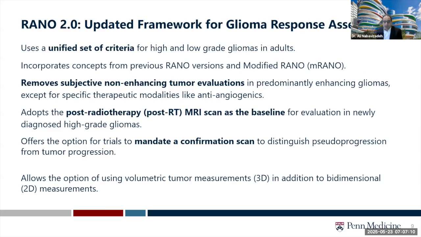So as I mentioned, RANO 2.0 uses a unified set of criteria for both high and low-grade glioma in adults. And it also incorporates concepts that were previously part of the modified RANO criteria, including adopting the post-radiotherapy scan as the baseline. And also it mandates a confirmation scan to distinguish progression from pseudoprogression if you're within 12 weeks of completion of radiation. And also it allows for adoption of volumetric tumor measurement that was also part of the modified RANO criteria.